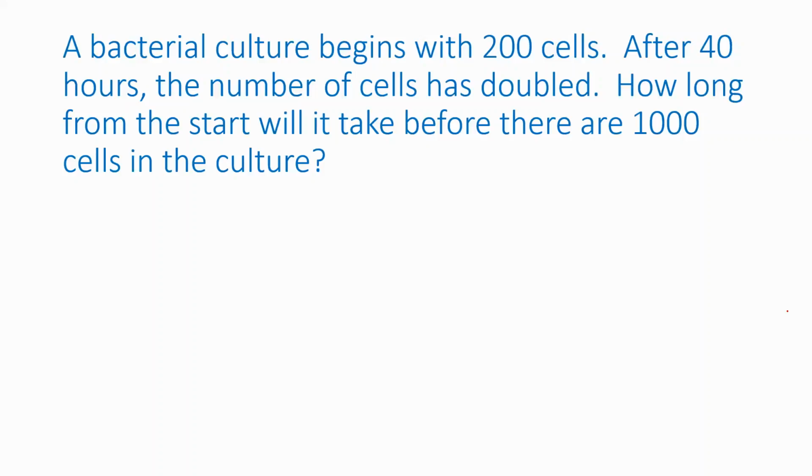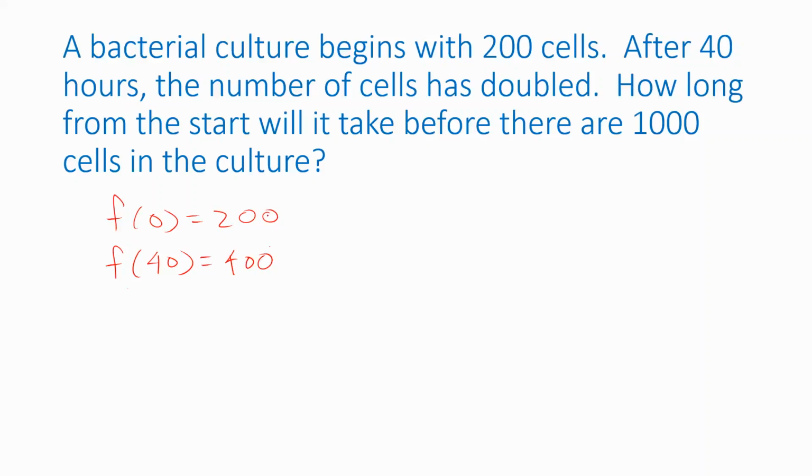So a bacterial culture begins with 200 cells. That's going to be a piece of information. If I think of my function as a function of time, it begins with this amount, so when the time elapsed is 0, f of 0, the value of this population function is 200. And then after 40 hours, when 40 hours have elapsed, f of 40, the number of cells has doubled. So instead of 200, we'll have 400.